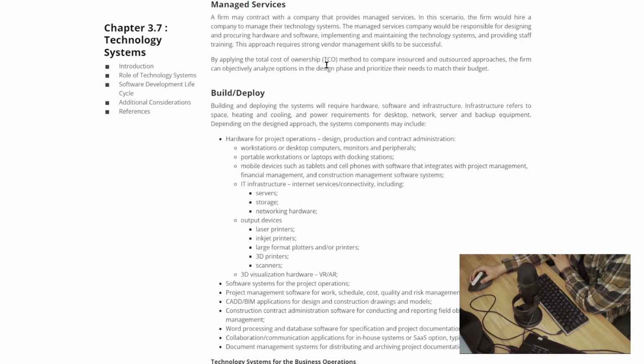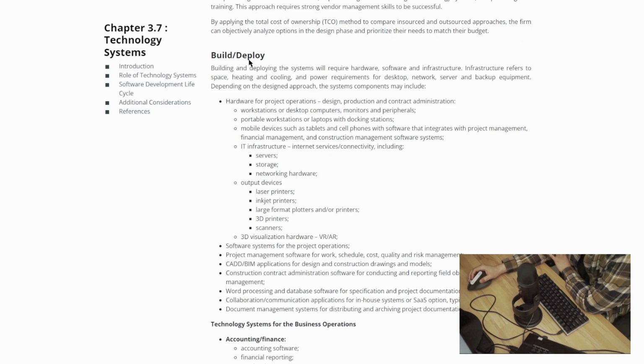By applying the total cost of ownership (TCO) method to compare insourced and outsourced approaches, the firm can objectively analyze options in the design phase and prioritize their needs to match their budget.